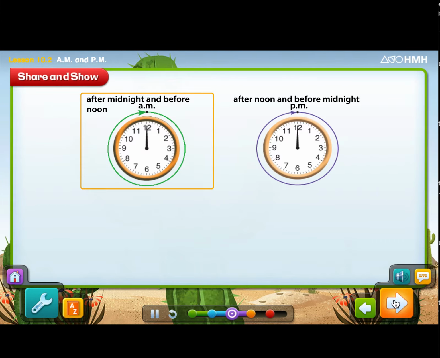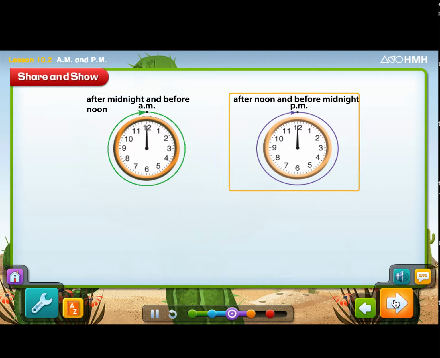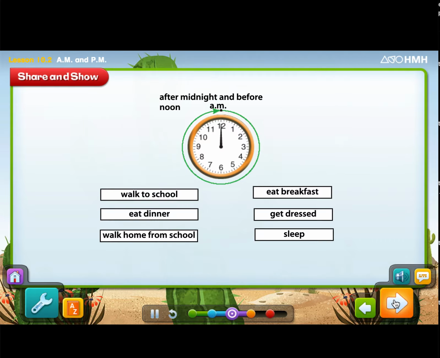The AM hours take place after midnight and before noon. AM includes the morning time. The PM hours start after noon and end before midnight. PM includes the afternoon, evening, and the first part of the night. There are some things you do mostly in the AM hours. There are other things you do mostly in the PM hours. Select all of the activities that you do in the AM hours. Then click Check.